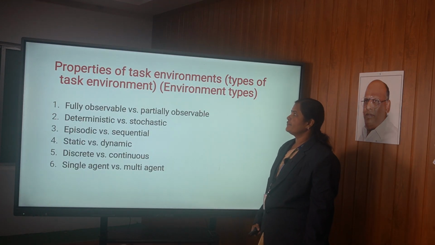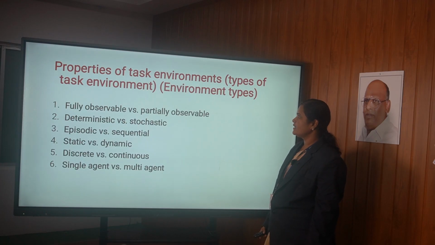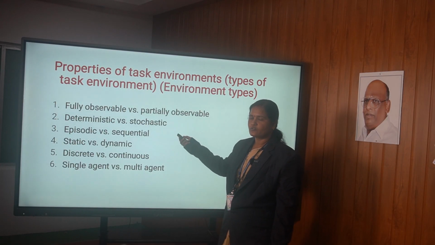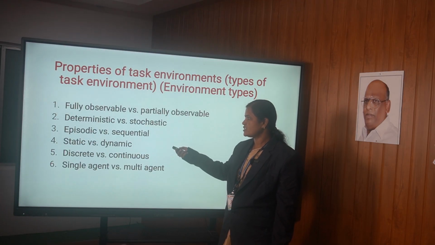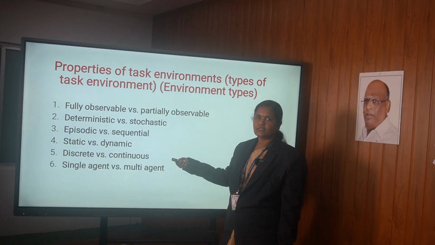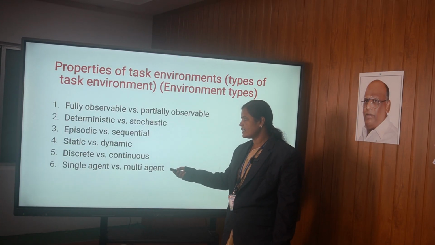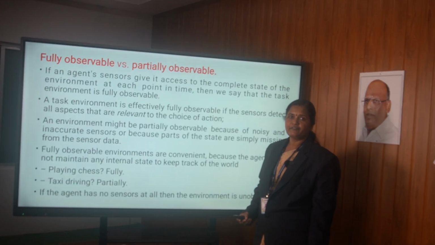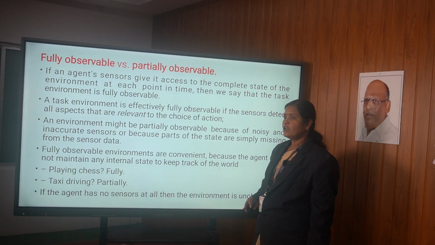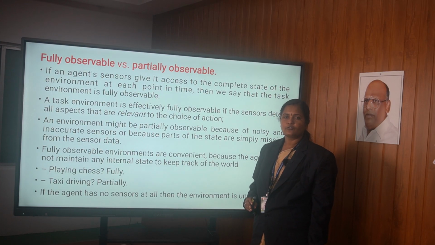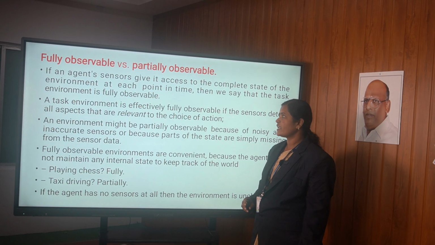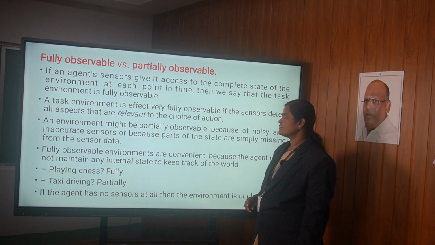And we'll see what are the different properties of task environment, or types of task environment. There are 6 types: fully observable versus partially observable, deterministic versus stochastic, episodic versus sequential, static versus dynamic, discrete versus continuous, single agent versus multi-agent. A fully observable environment will give complete information about the environment through sensors. Through the sensors only we'll get the information. That information is sufficient to take the actions.